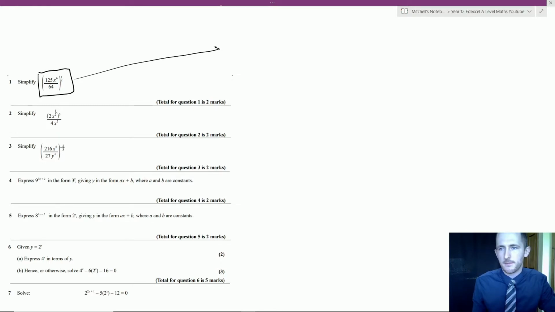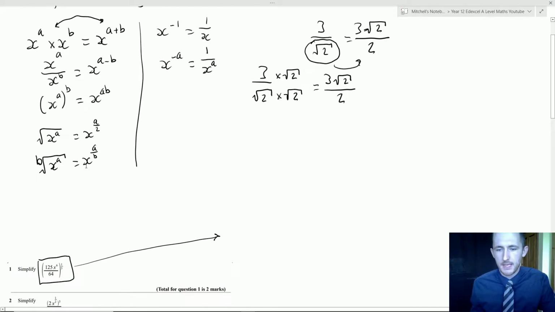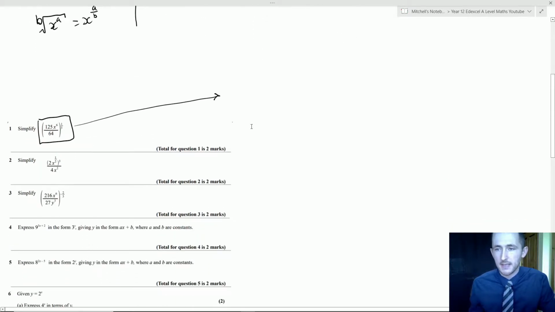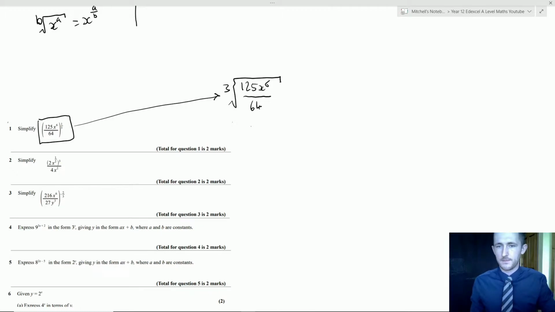So I'm going to do that over here. Okay, so if we have a look, it is to the power of 1 over 3. So one other thing that we could add to our list of rules, which might be helpful, is if you look over here, a over b means it's the bth root of that. Okay, so what this is telling me is that this whole thing, 125 x to the 6 over 64, is being cube rooted. Okay? So that's what that 1 over 3 is. That would be the first step.